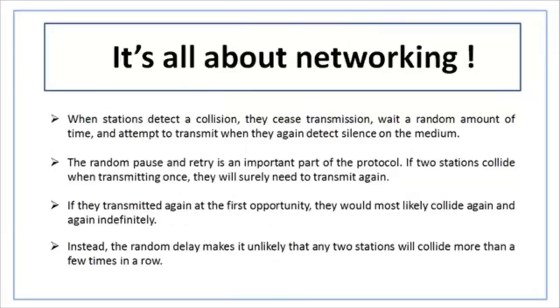So when the stations detect a collision, when the stations, they are talking about the PCs or the devices or the computers, they cease transmission, wait a random amount of time and attempt to transmit again. That's what I said. The random pause and retry is an important part of this protocol, that is Ethernet. So this CSMA/CD principle, it follows the random delay. And that's what the 3 points explain.